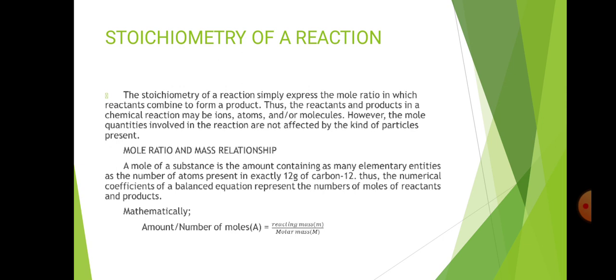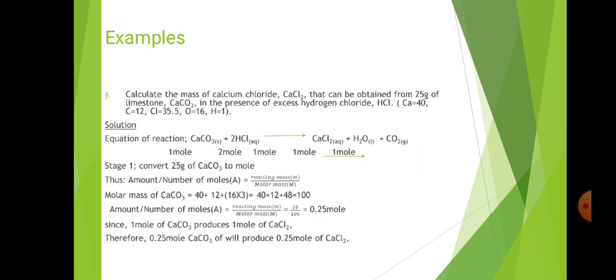Mathematically, the number of moles is expressed as the mass of a substance over the molar mass of the substance. I hope you have not forgotten this. Mass of a substance over molar mass of the substance. Example: calculate the mass of calcium chloride that can be obtained from 25 grams of limestone in the presence of excess hydrogen chloride. Now, what does that mean?